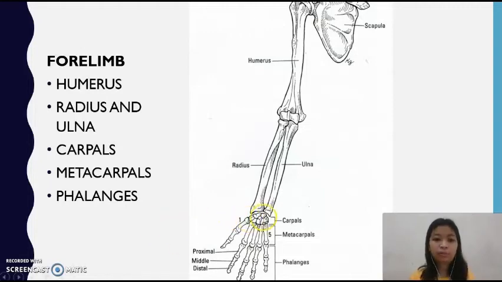And then, we have the carpals or the wrist, the bones in our wrist. The metacarpals, dito siya. And the phalanges. Phalanges are the fingers. Ayan, bones in our fingers. Ayan. So, yung mahaba, it's the proximal. And the distal, yung maiksi. So, proximal, middle, and distal. Yun, nahati pa dun yung phalanges.